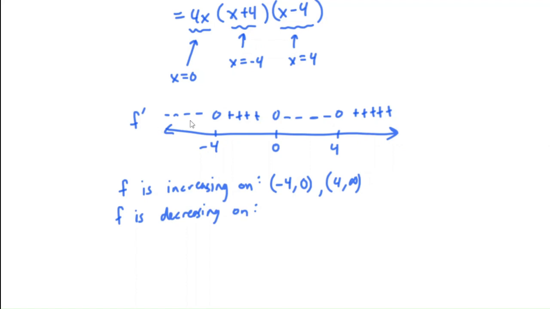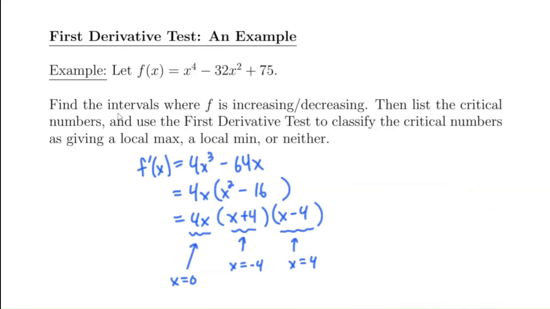It is decreasing on the interval from negative infinity to negative 4, and it's also decreasing on the interval from 0 to 4. Okay, so we found the intervals where the function is increasing, these two intervals, and where it's decreasing, these two intervals. So we've answered our first question: find the intervals where f is increasing or decreasing.